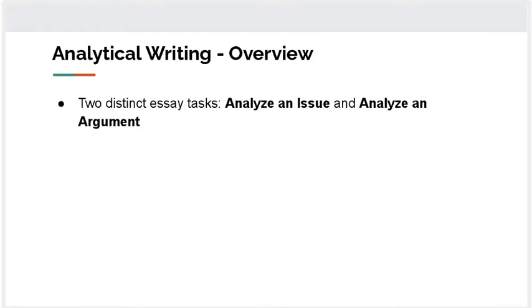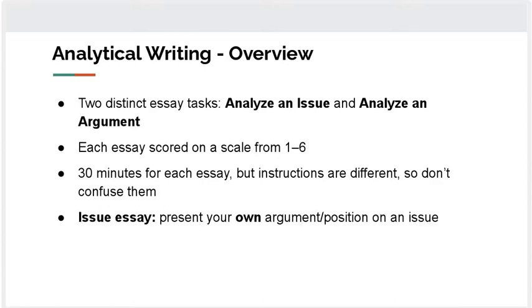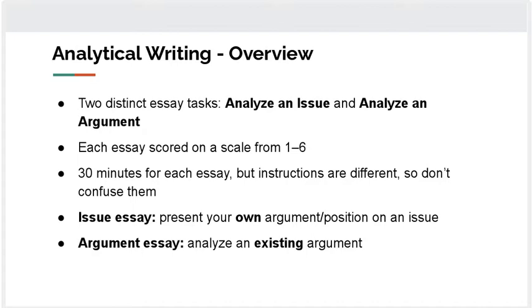We want to make sure to keep in mind that these are distinct tasks with their own instructions and requirements. Now they're both going to be scored on a scale from 1 to 6, and you'll have 30 minutes for each essay, but again the instructions are different, so we don't want to confuse them or mix them up. The issue essay is going to ask you to present your own argument or position on an issue, whereas the argument essay is going to ask you to analyze an existing argument, not to give your own position or take on that issue.